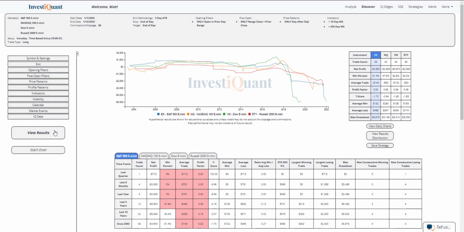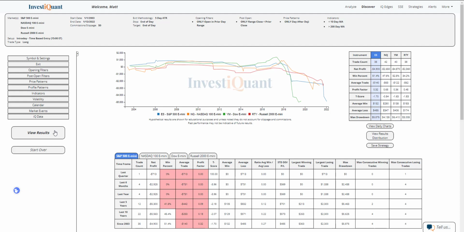These are the results based upon entering the market long at 3 o'clock Eastern time, exiting at 4:15 p.m. Eastern time. When you open within the prior day range, the prior day was a doji candlestick day that finished below a 10-day simple moving average, but above a 200-day simple moving average. And then at 3 o'clock, you are trading below the close of that doji candlestick. Historically, there are 35 samples here in the S&P dating back to 2003. We've got 42 in the NASDAQ, 40 in the Dow, 38 in the Russell.